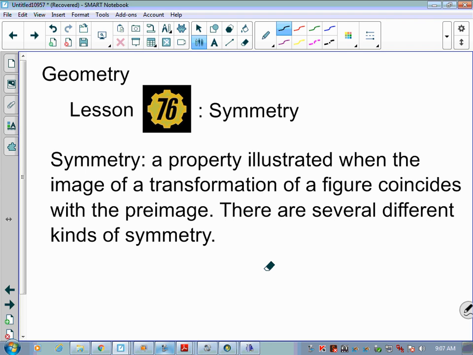Geometry Lesson 76, we're talking about symmetry. Symmetry is a property illustrated when the image of a transformation of a figure coincides with the pre-image. There are several different kinds of symmetry that we're going to talk about. Really, we're going to talk about two properties of symmetry today. We're going to talk about line symmetry and rotational symmetry. Okay?